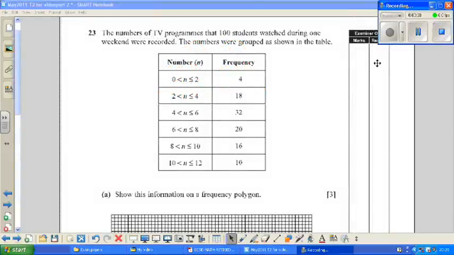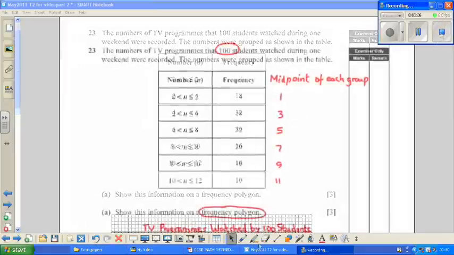Okay, question 23. You're given a table with the results of a survey of 100 students. They were asked about the number of TV programs they watched. So you get a table with the frequency column and the number column, and you're asked to draw a frequency polygon. So if you want to have a go at that, and then we'll go through it in a moment.